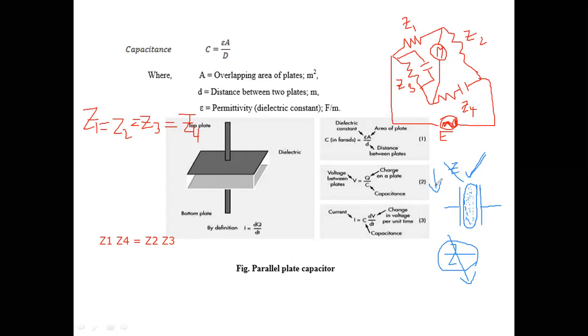It will reduce. Okay, when Z reduces, Xc, the reactance of a capacitor, Xc equal to 1 by 2 pi F C is my formula.